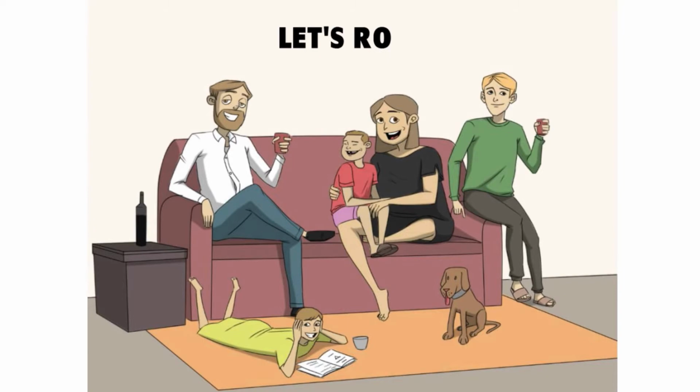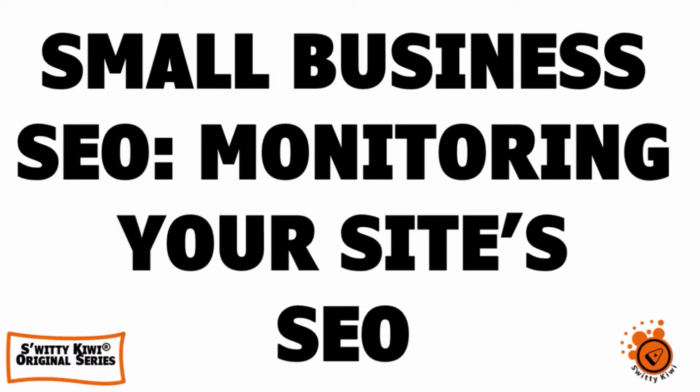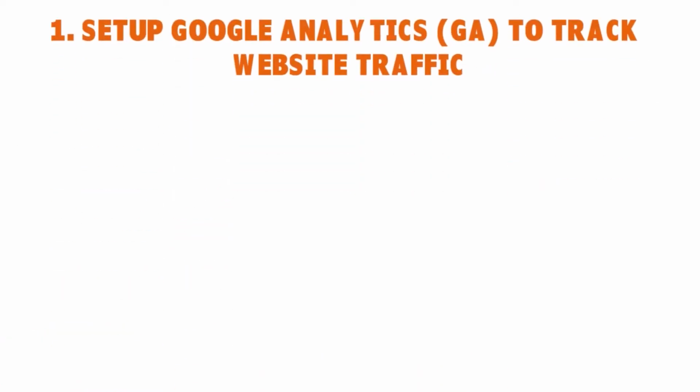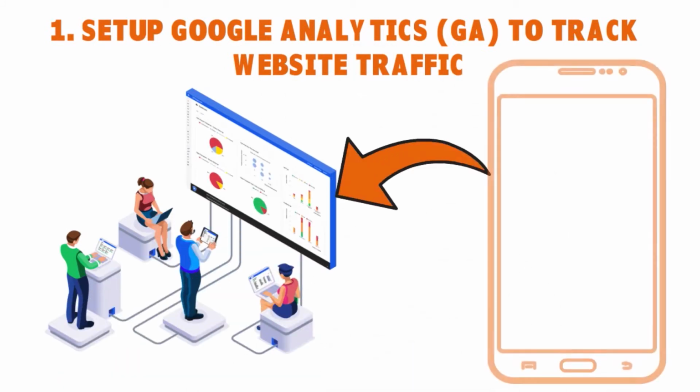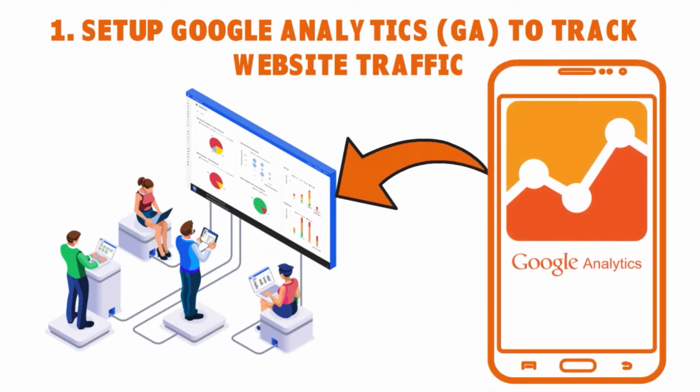Today I want to talk to you about small business SEO, how to monitor your website's search engine impact. Number one, set up Google Analytics to track website traffic. If you are very serious about drawing traffic to your website, you got to install Google Analytics. If you do nothing else, installing analytics software is the only SEO tip you must try. Why? It is free, it is powerful, it is flexible, it is ubiquitous.